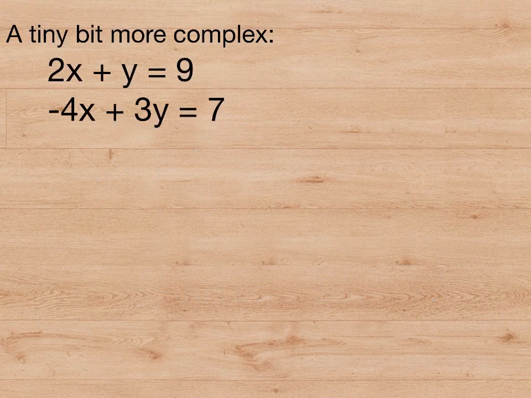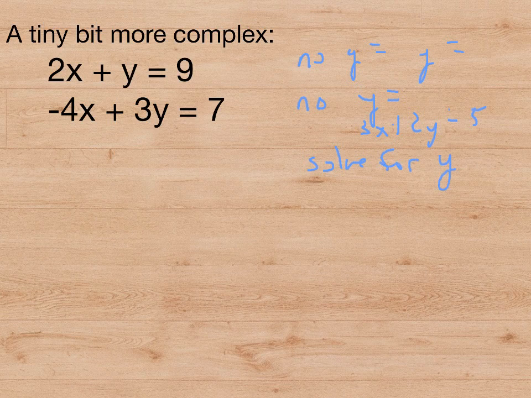Okay, one more step, a tiny bit more complex. Notice this time we have no "y equals". We have nothing that says y equals, for example, 3x plus 2y equals 5. So we need to solve for y, or x, depending on the problem. So I need to get this by itself.